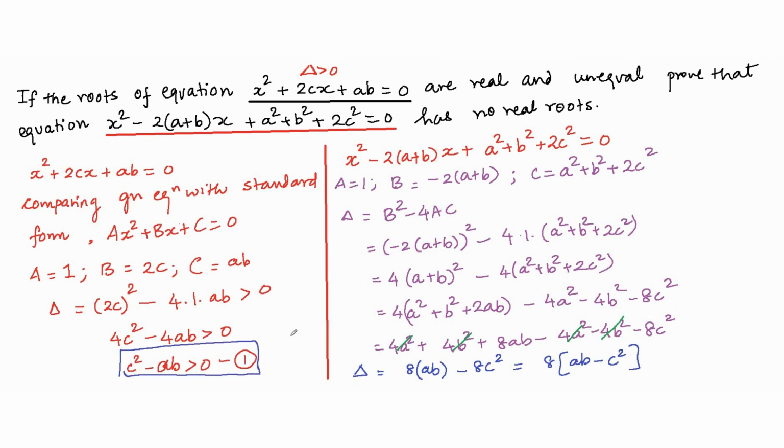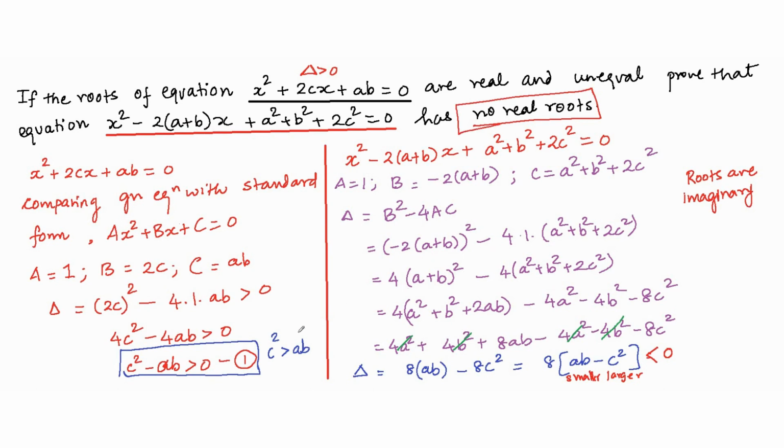So c square minus ab is greater than 0 implies c square is greater than ab. Shifting the ab to the other side, I get c square is greater than ab, which means ab minus c square is going to be negative because c square is a larger number as compared to ab. So ab is smaller and c square is larger. A smaller number minus a larger number gives you a negative number, which means that this discriminant is going to be less than 0. Because this discriminant is less than 0, I can say that the roots are going to be imaginary, right? And therefore it is not going to have any real roots.